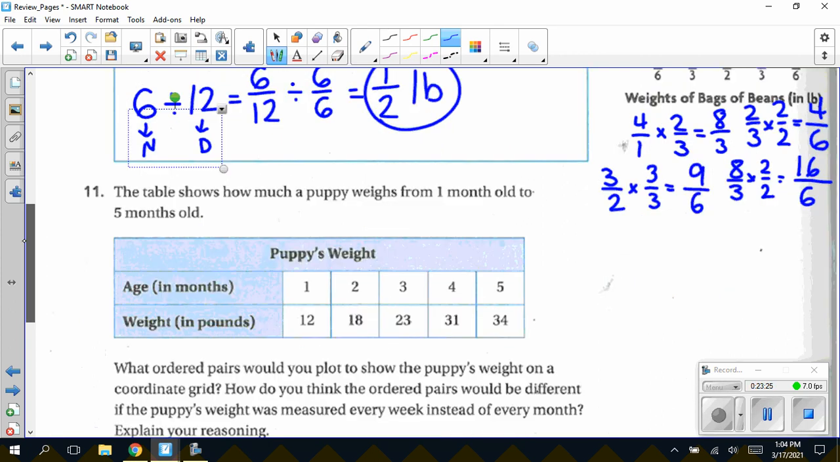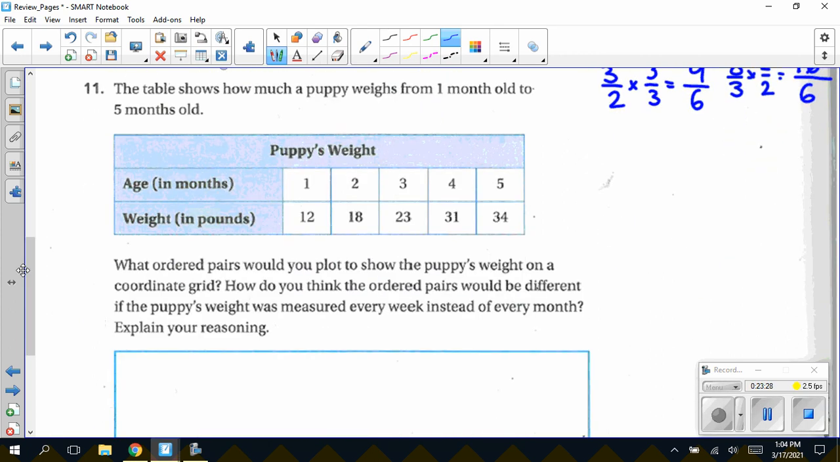Moving on to question number 11. The table shows how much a puppy weighs from 1 month old to 5 months old. So the question down below the table is asking, what ordered pairs would you plot to show the puppy's weight on a coordinate grid? How do you think the ordered pairs would be different if the puppy's weight was measured every week instead of every month?